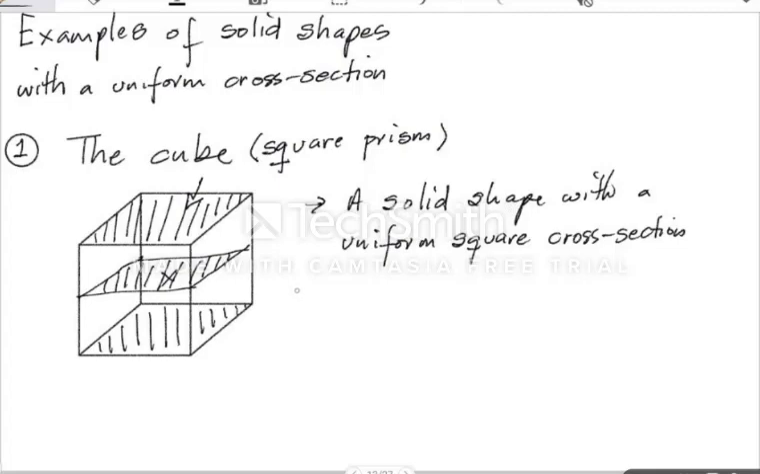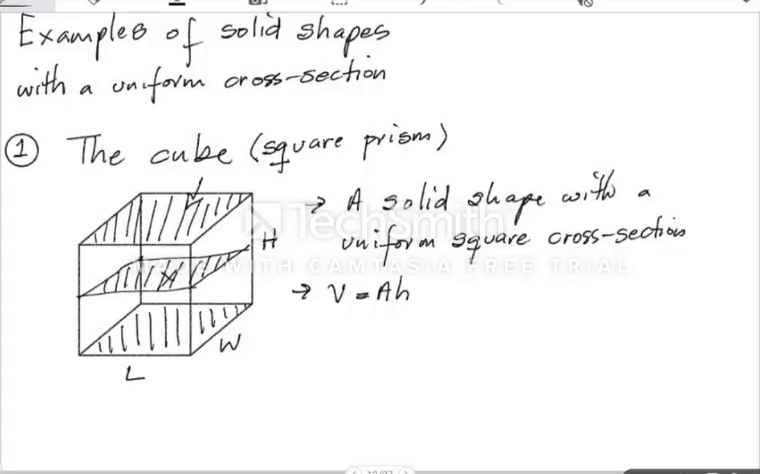All right, we'll also talk about the volume. We said that the volume is equal to A times H. For this shape here, the cube, this side here would be the length, this side here would be the width, and this side here would be the height.